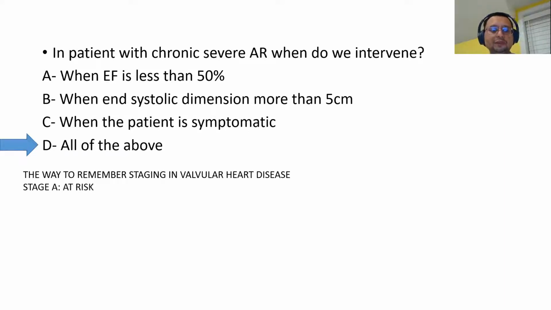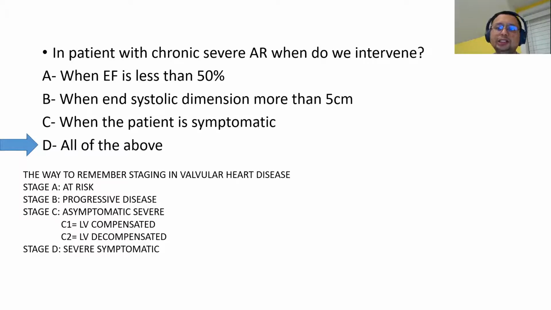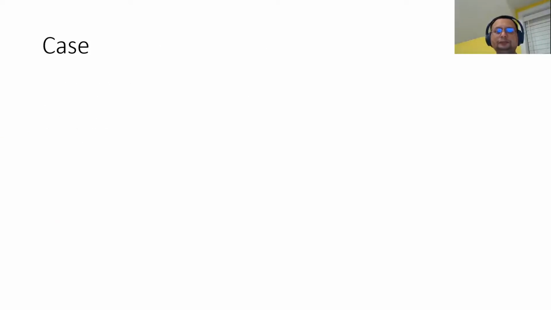So I show you here again. Stage A is at risk. Stage B is progressive disease, anything that is less than severe valvular disease. Stage C is asymptomatic severe, divided into C1, where the LV is compensated, and C2, where the LV is decompensated. And lastly is stage D, someone that has severe and symptomatic valvular heart disease.